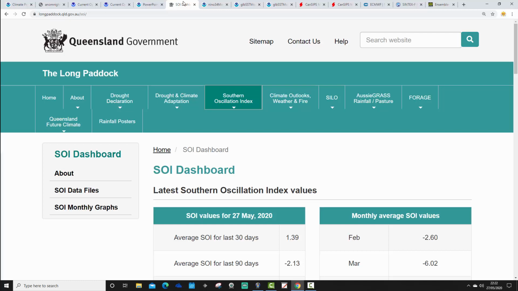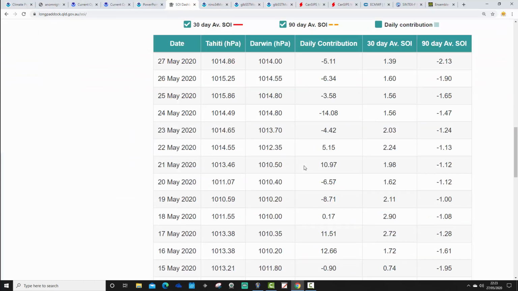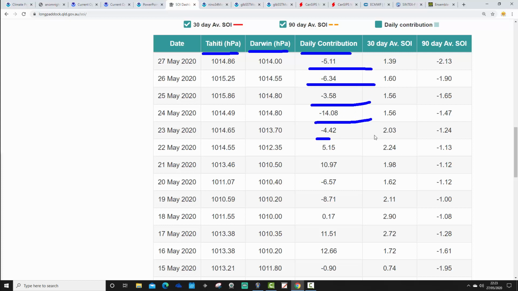When the SOI is in its positive phase, then the atmosphere will be in a rather La Nina type setup. When the SOI is in its negative phase, then the atmosphere will be in a rather El Nino type setup. This is from the Queensland government down there in Australia, of course. So we've got our various columns here. This column here is measuring air pressures on a day-by-day basis for Tahiti. This column just here is measuring air pressures on a day-by-day basis for Darwin, and then this is our actual SOI number. These are preliminary, but they don't tend to change all that much.